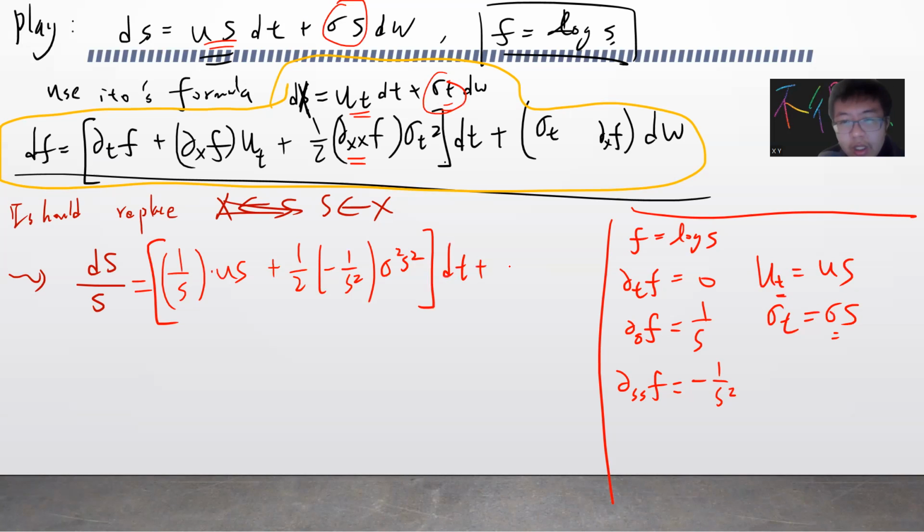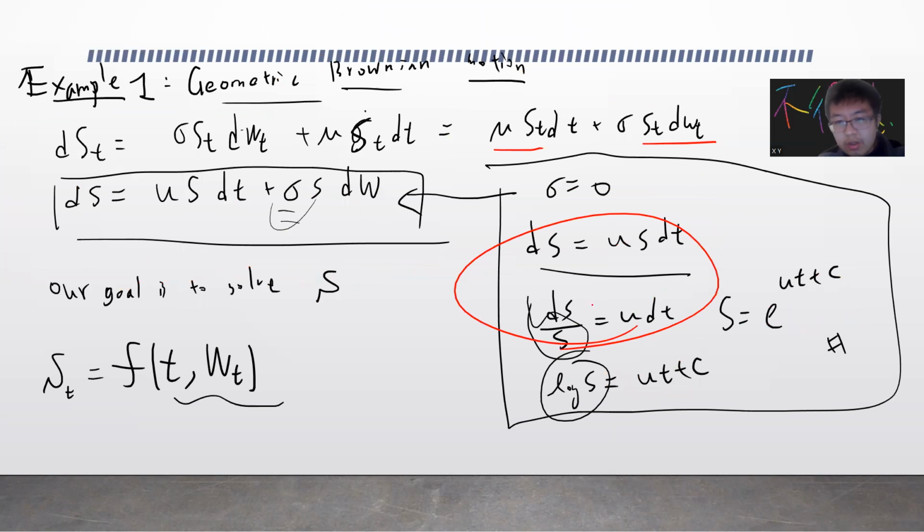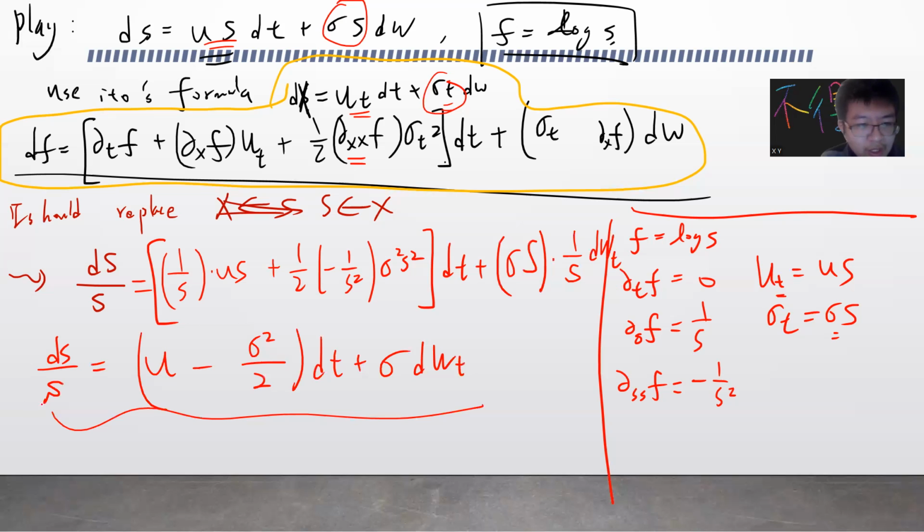dt plus sigma t with sigma s times 1 over s dWt. So your d log s will be just mu minus sigma squared divided by 2 dt plus sigma dWt. Notice that this is trivial; this equation looks exactly the same as this. So you just integrate both sides, and you get log s equals log of s0 plus the integral of this.